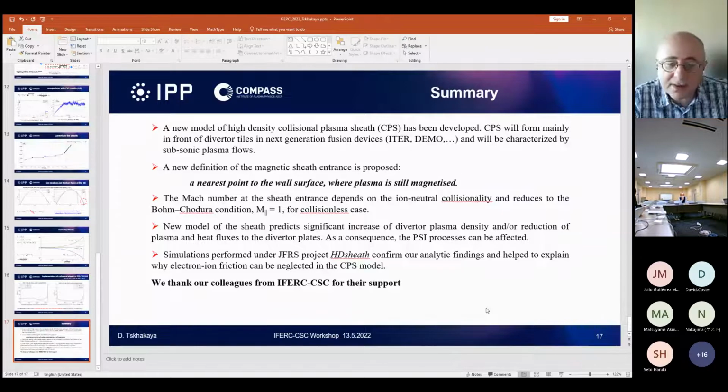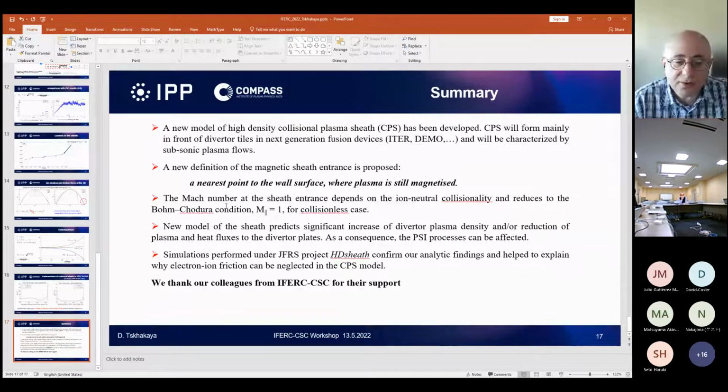A new definition of the magnetic sheath entrance is proposed. It's not the point where Mach number equals 1, which is usually assumed. There is no Mach number equals 1 point, but it's the nearest point to the wall surface where plasma is still magnetized. It has a number of advantages because it's more general, it reduces to the classical definition, and it's really the border of applicability of fluid codes, because fluid codes cannot enter the area where even gyrokinetic codes cannot enter, where plasma is not magnetized anymore. So you need a boundary condition exactly at that point.